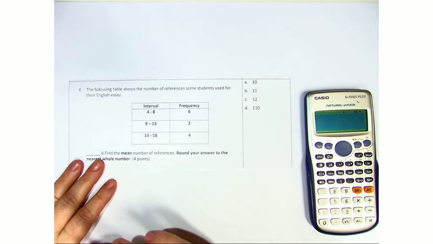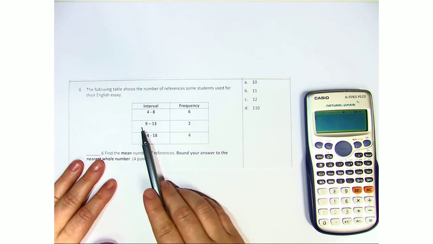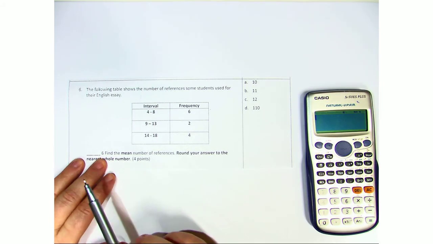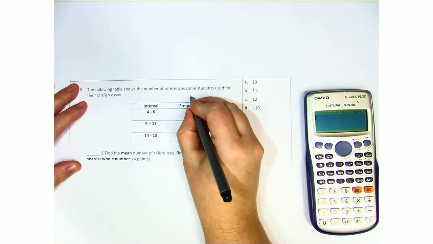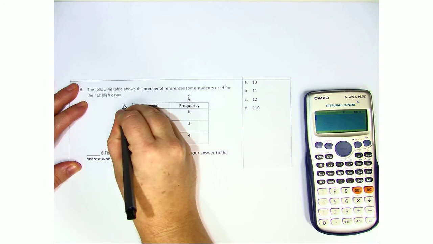The following table shows the number of references some students used for their English essay. You have an interval of between 4 to 8, 9 to 13, 14 to 18, and the frequency at which they occurred. What we need to do is figure out which is our x and which is our frequency. The frequency is very easy to find because it was actually listed for us. But now we need to get our data.